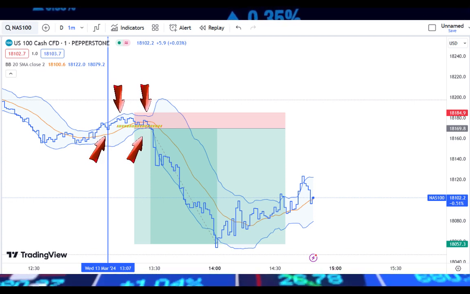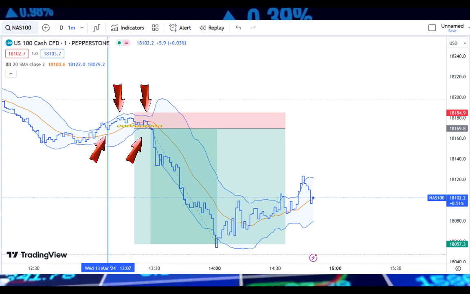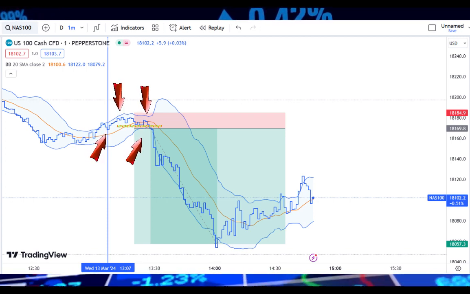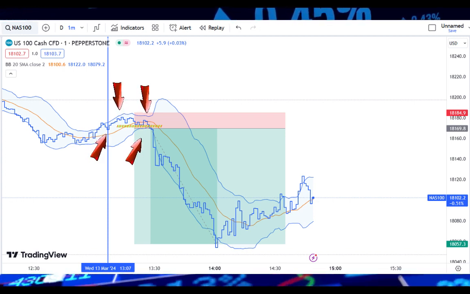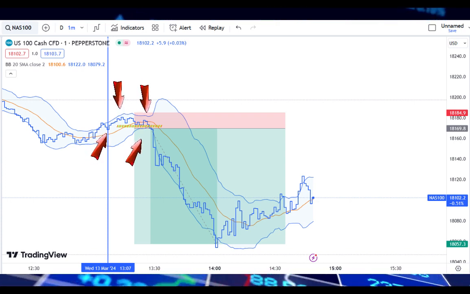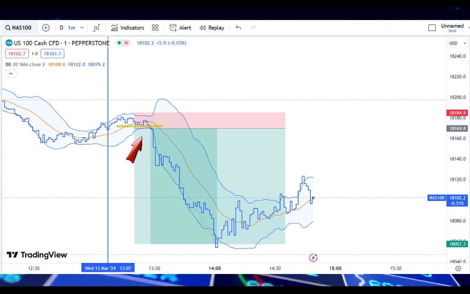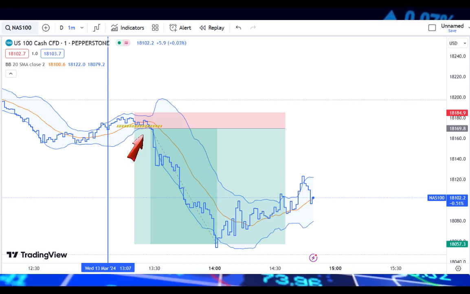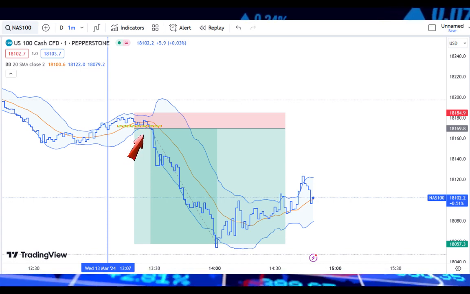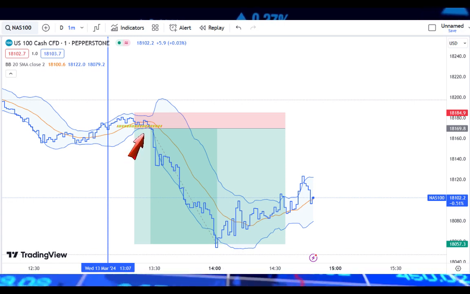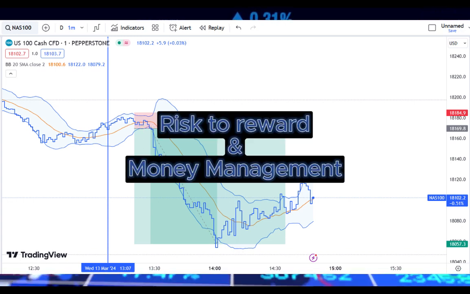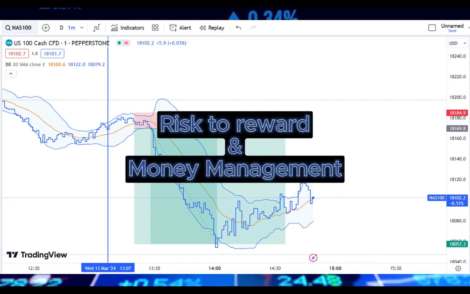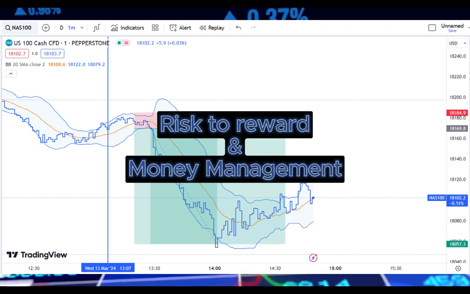So this is the alternative view that I really want to show you, in terms of when we look for our entries: to be above the 20 MAs, and then the breakout of the lower highs. That's the key to this, and also the key I keep repeating is the risk to reward and money management. So yeah, that should be a day over.